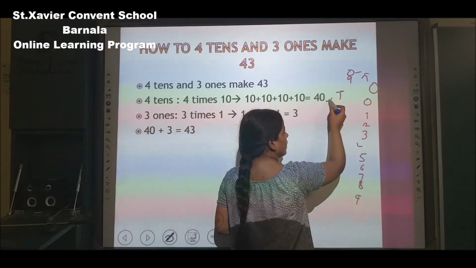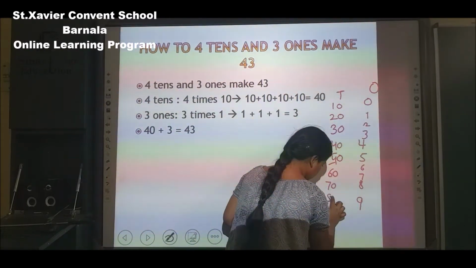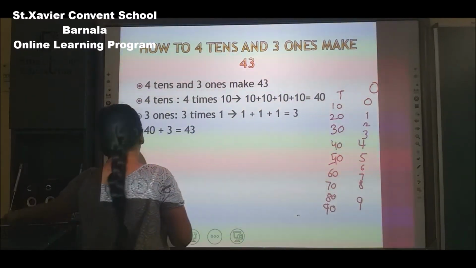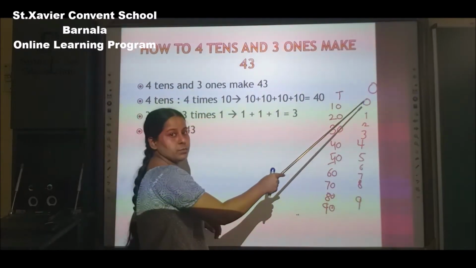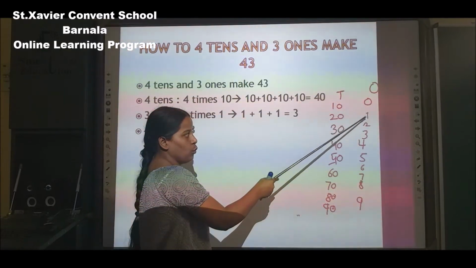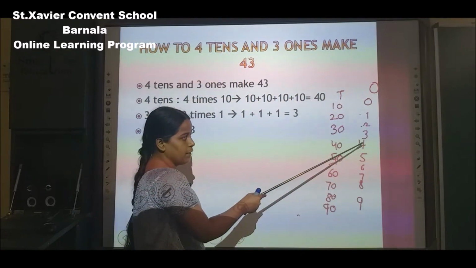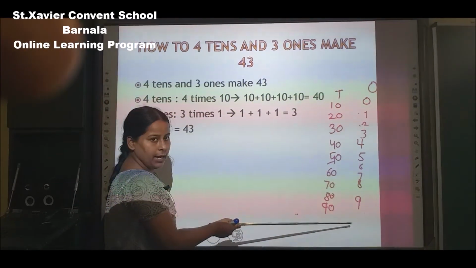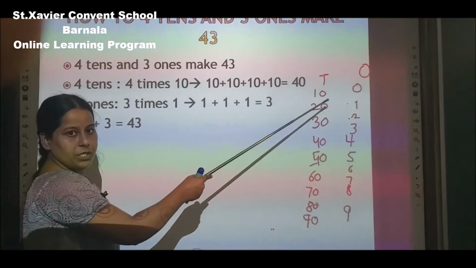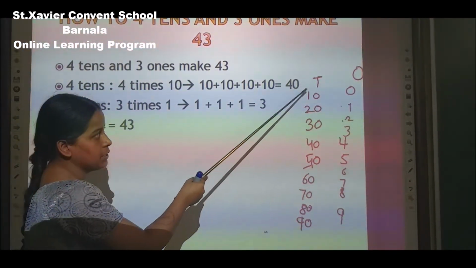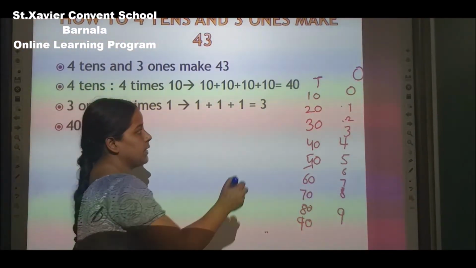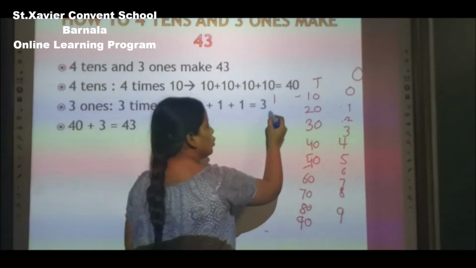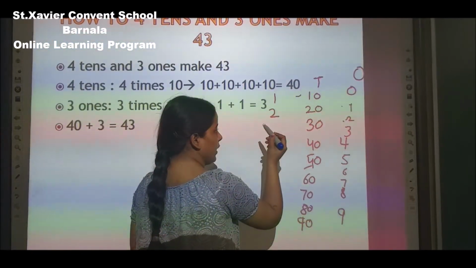After that, at the ones place, we have digits from 0 to 9. 0, 1, 2, 3, 4, 5, 6, 7, 8, 9. 10 is a two-digit number. So, it has a digit at the tens place. 1 ten means 10. 2 tens is equal to 20.